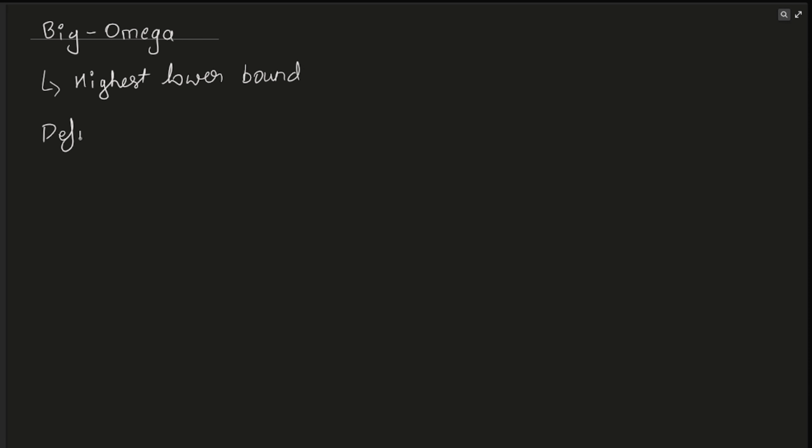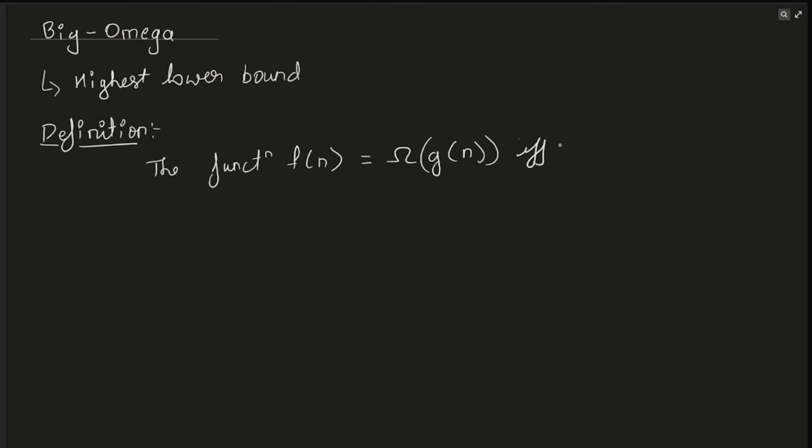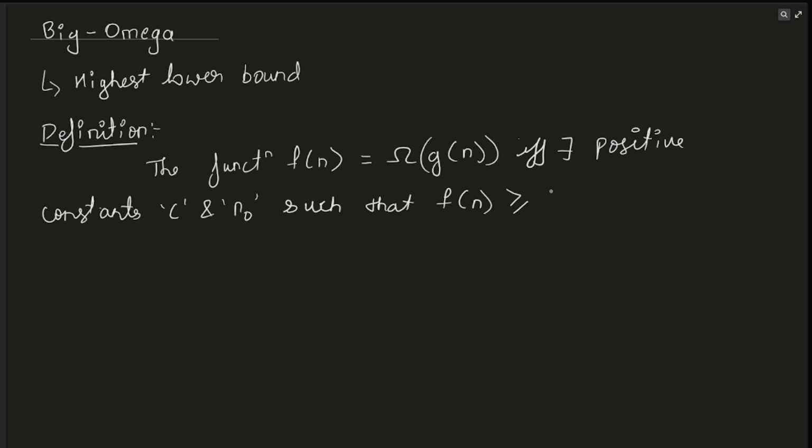Let us take the definition of big omega. The function f of n is equal to big omega of g of n if and only if there exist positive constants c and n naught such that f of n is greater than or equal to c into g of n, for all n greater than or equal to n naught.